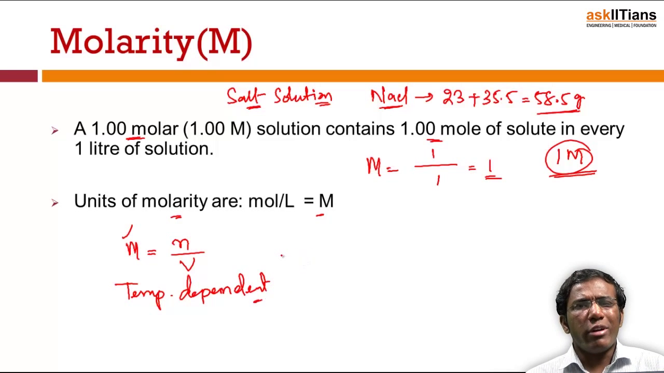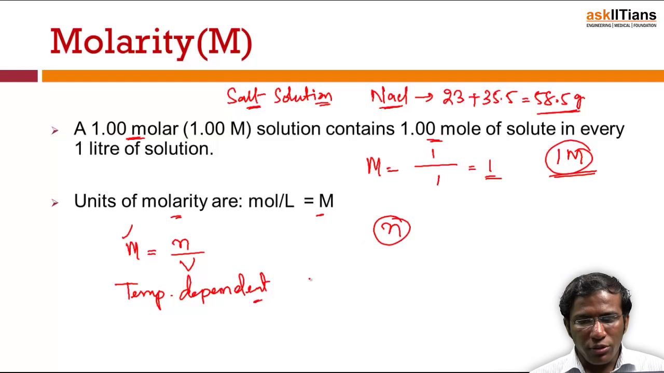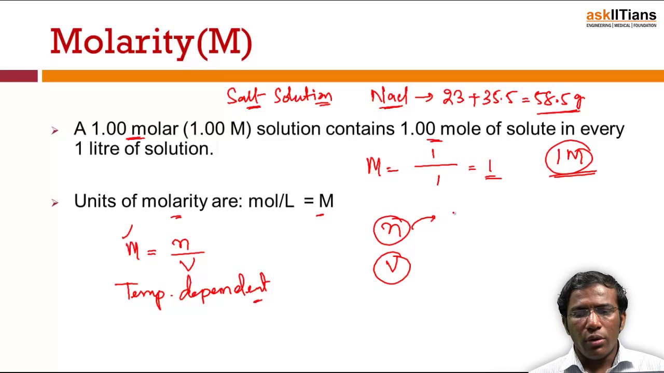So this is about molarity: what molarity is and how to find the molarity of a solution. To find molarity, you need to know only 2 things: the number of moles and the volume of the solution. And the number of moles you can easily calculate if you know the mass of the solute. So basically you need only 2 things: the mass of the solute added and the volume of the solution.